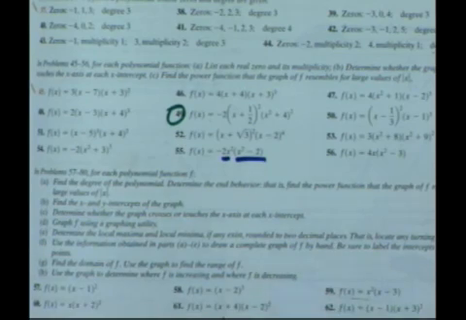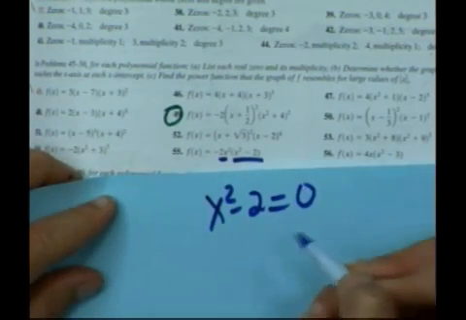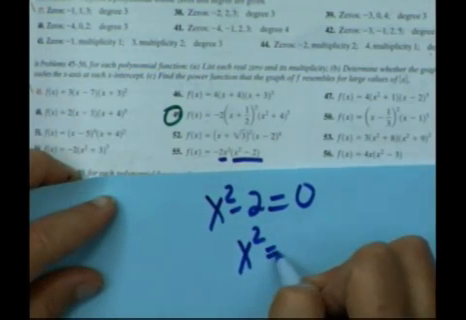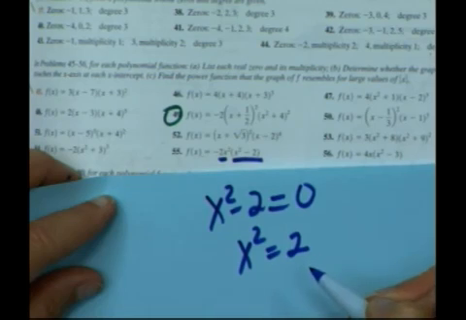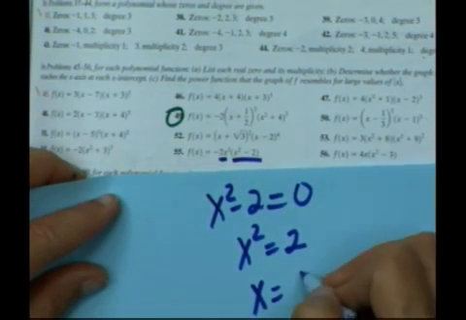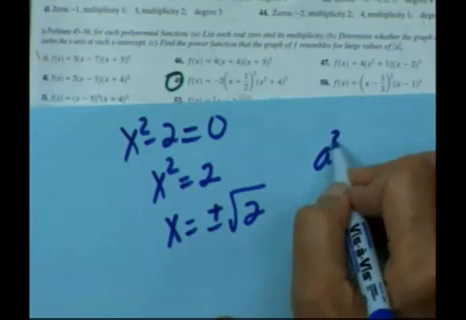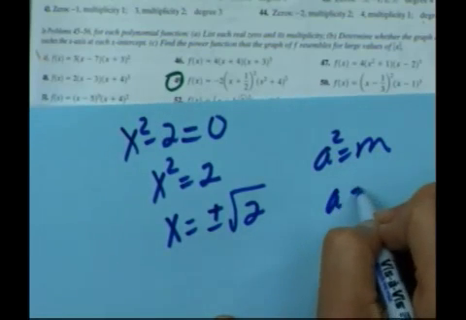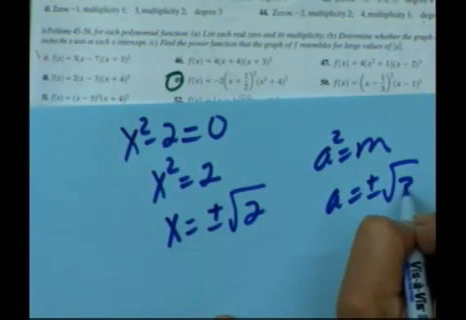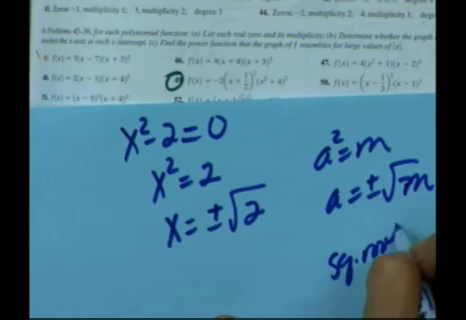No. Plus or minus. x squared minus 2 equals 0. x squared equals positive 2. x is equal to plus or minus square root of 2. Remember your square root principle? a squared equals m, a is equal to plus or minus square root of m. Square root principle.